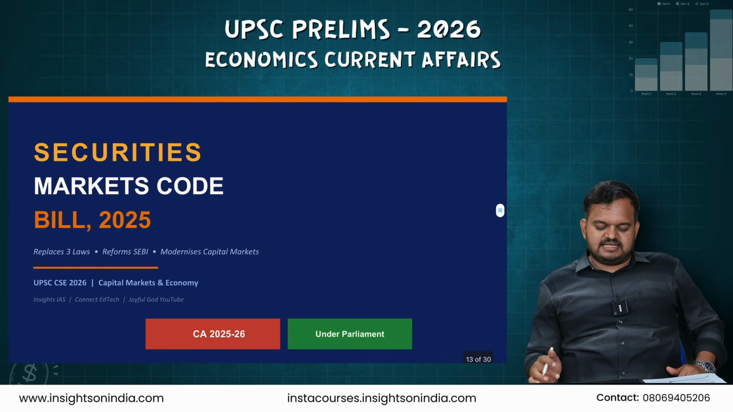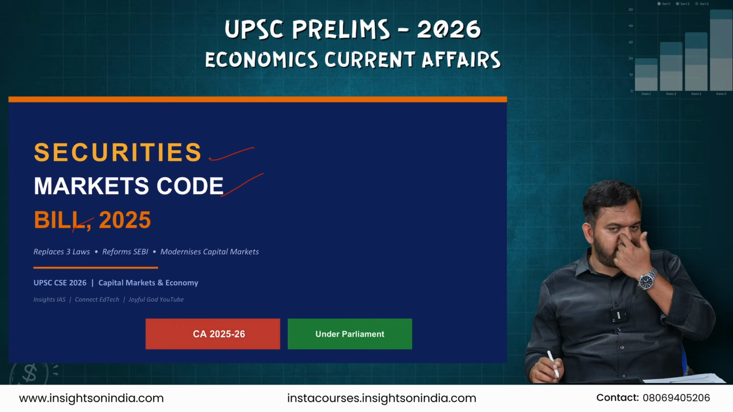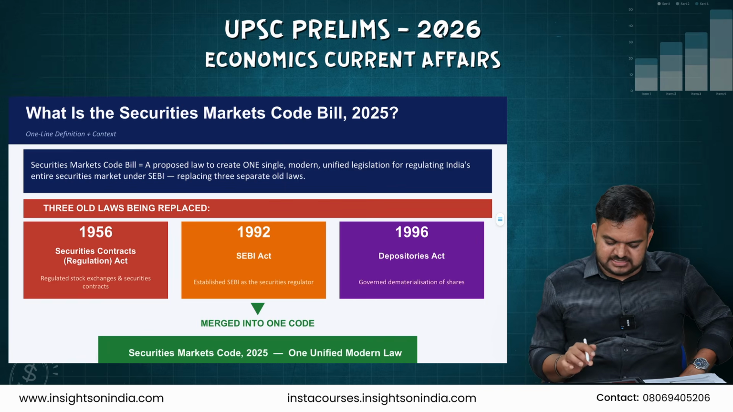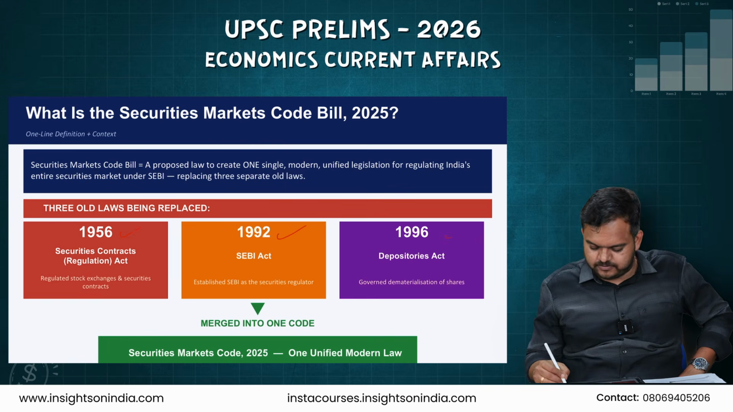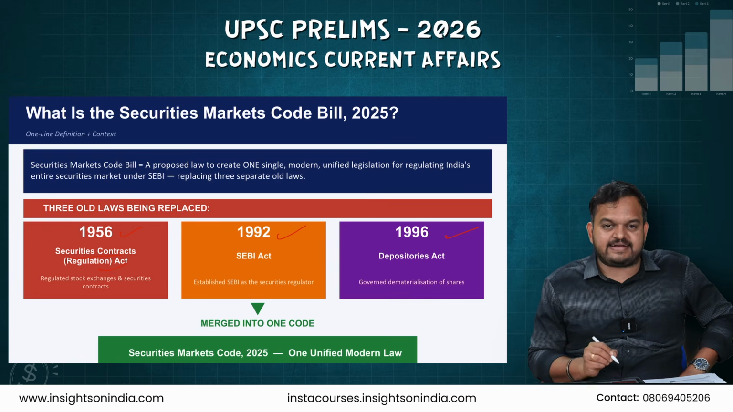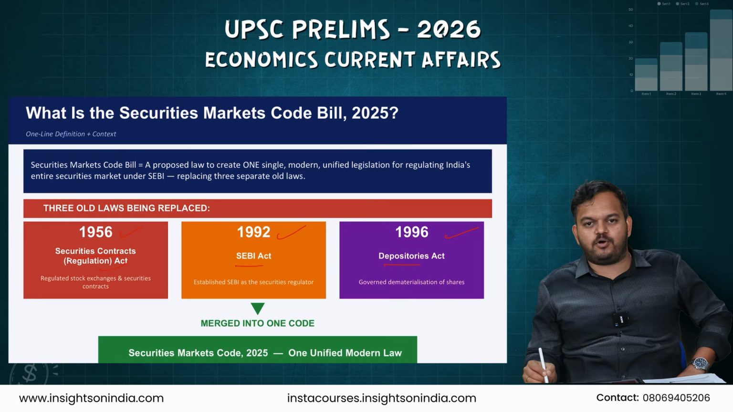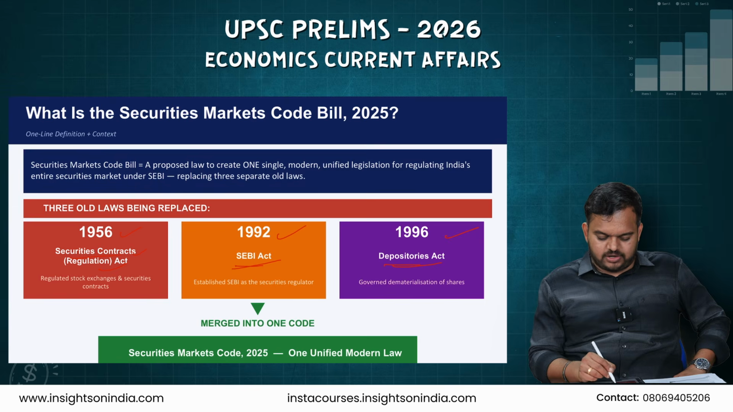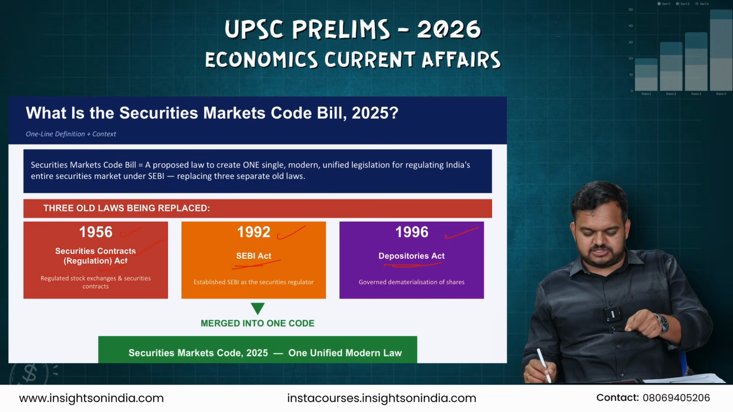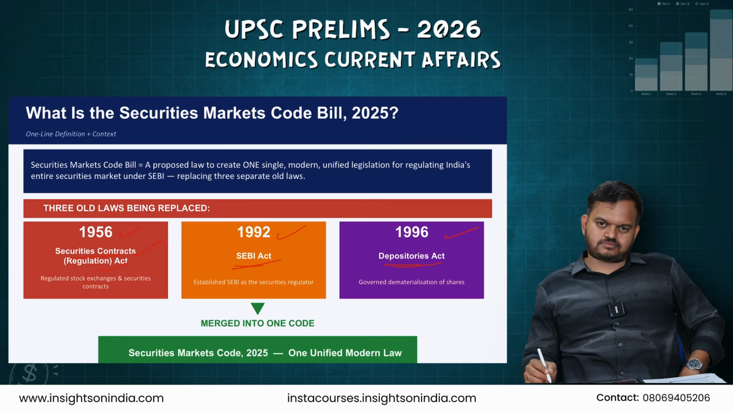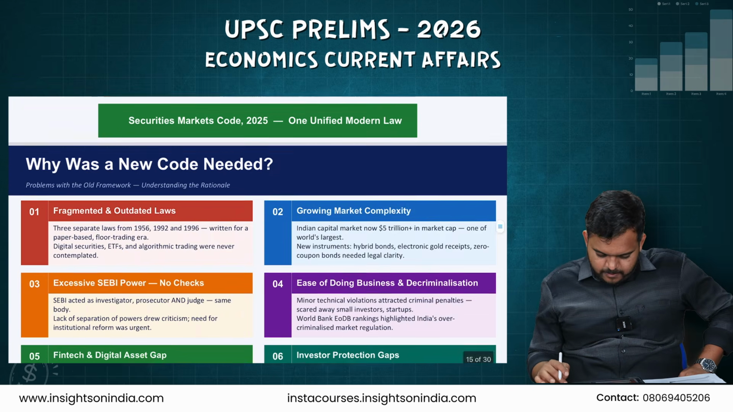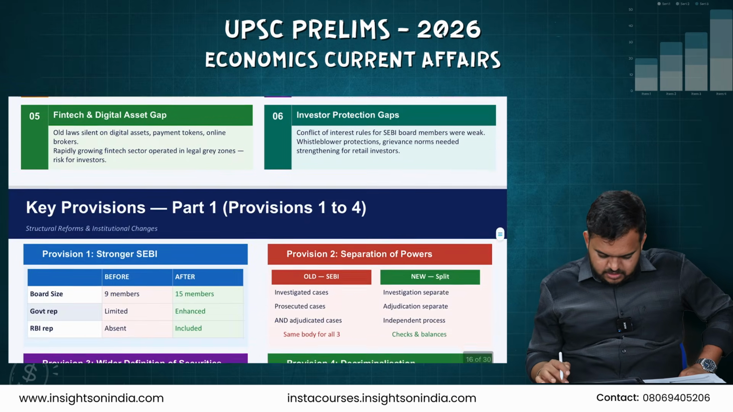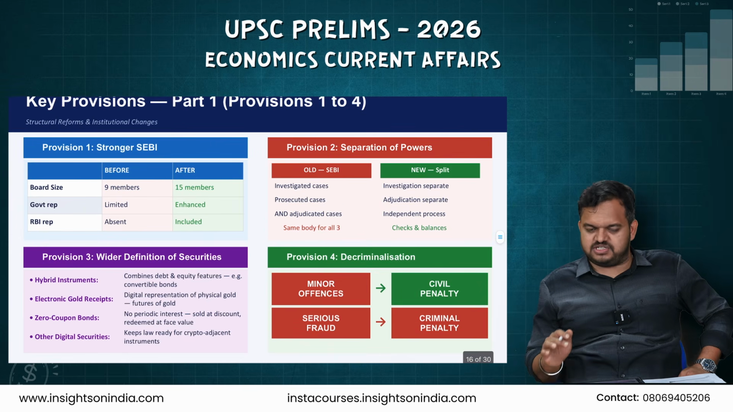Now, let's move on to the Securities Markets Code Bill 2025. It is going to replace 3 important laws: the Securities Contract Act, SEBI Act, and Depositories Act. All 3 acts are going to be replaced by the Securities Markets Code Bill, right? So, what is the function? Why has it been introduced? First, what are the provisions in this?